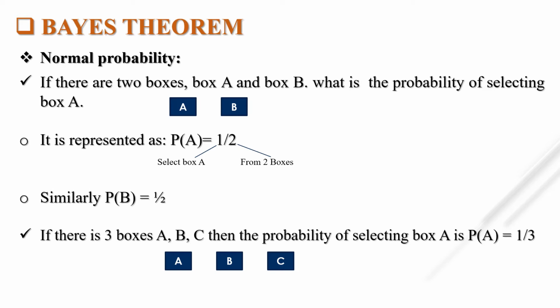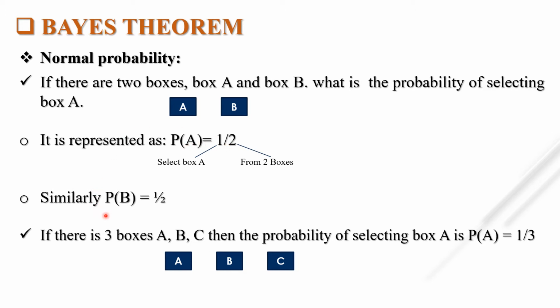Now, before proceeding with the Bayes theorem, let's see what is normal probability and what is conditional probability. Then we will go to the Bayes theorem. In normal probability, if there are two boxes, box A and box B, then what is the probability of selecting box A? It is represented as probability of A equal to 1 by 2 because there are a total of two boxes and we have to select only A. That's why the probability of selecting A is 1 by 2.